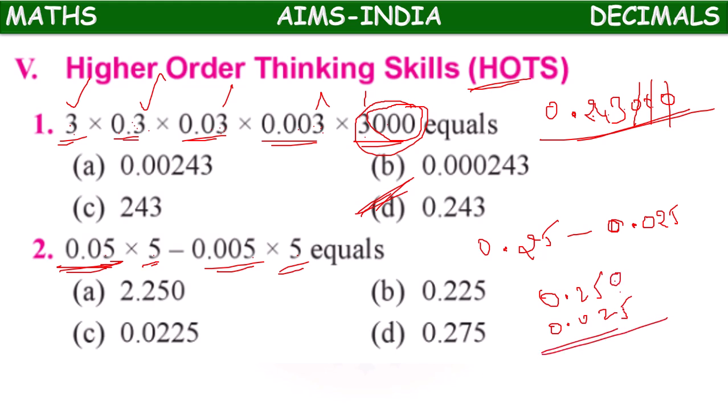So we can keep 1 0 here. 0 minus 5, we cannot do minus. We can take 1 borrow. 10 minus 5, 5. Here 4 will be there. 4 minus 2, 2. 2 minus 0, 2. Point downside, point. So 0.225. So B option. 0.225 is the right answer.